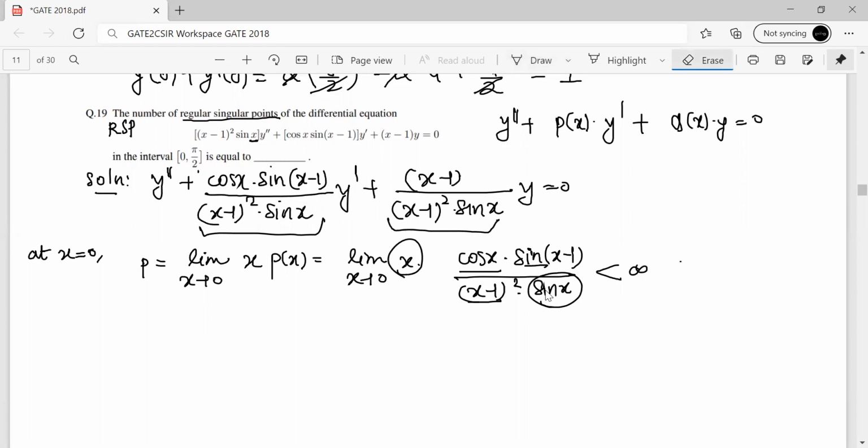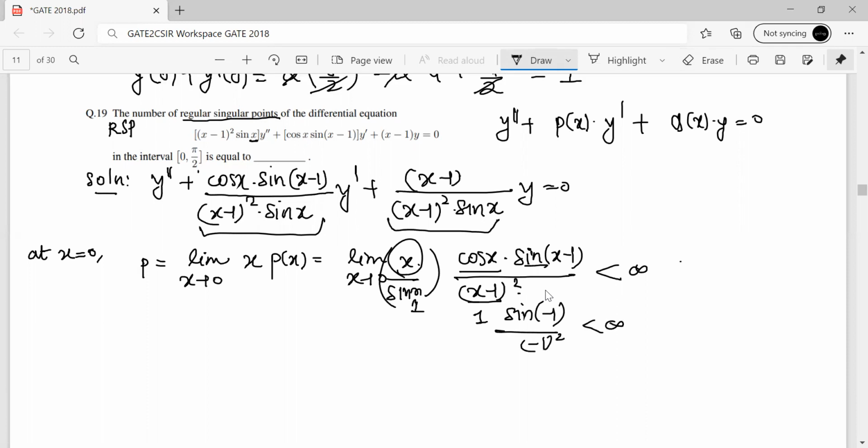Okay. Or in case you are wondering, then I'll write down sine x here. This limit is 1. We don't have to worry with this limit. This is 1, and then sine of minus 1 over minus 1 square. So this is finite. Okay, this is what I meant.